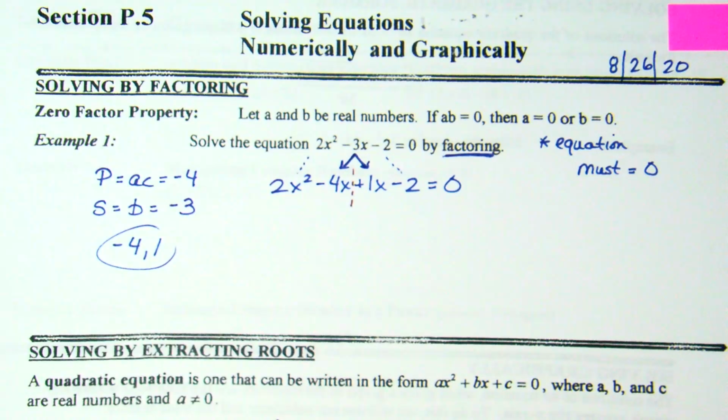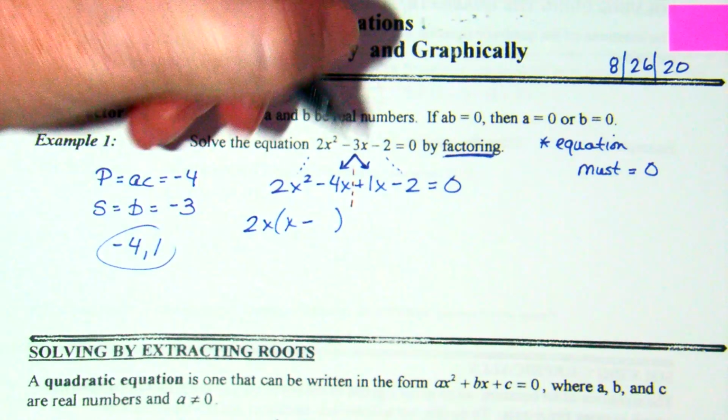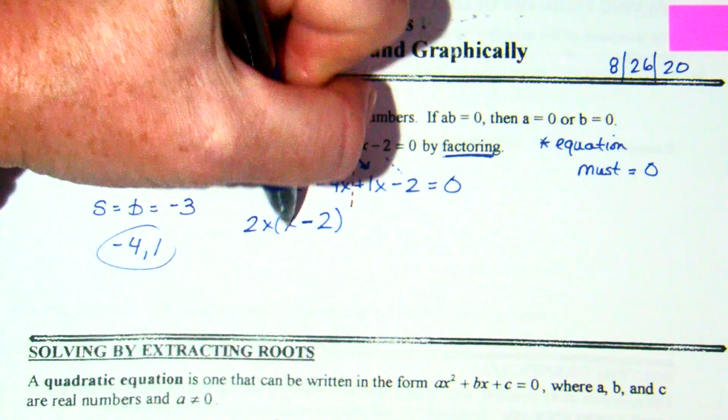So if we split the 4 terms in half, what is the GCF of the first half? So what is the GCF of 2x squared minus 4x? 2x. So we're going to factor out a 2x. 2x squared divided by 2x leaves me with x. Minus 4x divided by 2x leaves me with 2. So I have x minus 2 in those parentheses.